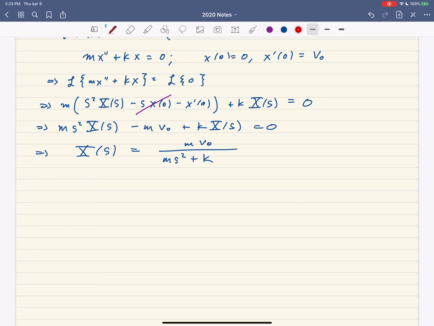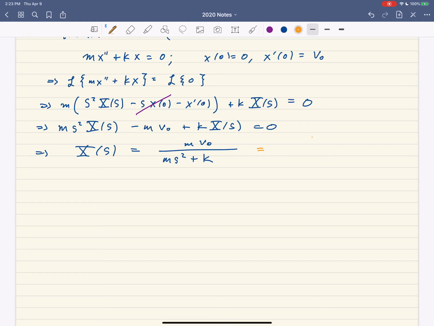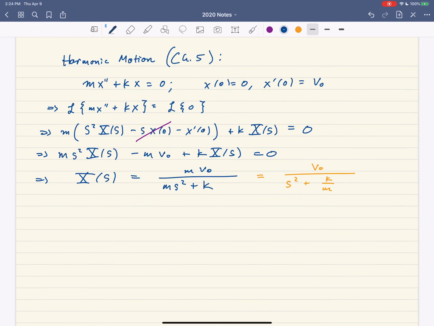What you would do is divide the top and bottom by m, so you get s squared plus k over m, and you end up with some sort of a sine curve. I'll let you figure out the details there. I'm not so worried about the answer as I am about this. So this was our example.